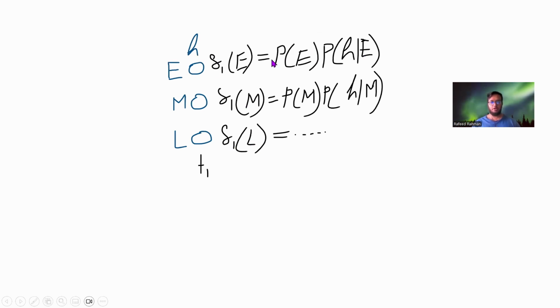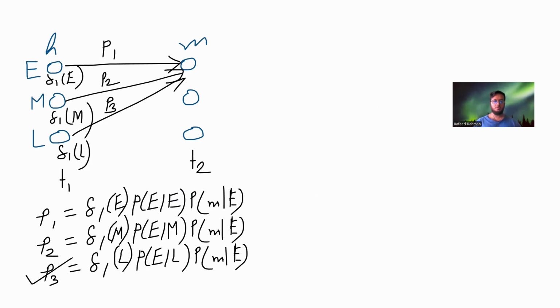So this is the power probability, P(E), and then the probability of H given E, the observation probability. And we can do the same thing for the other ones as well. So this is the base case basically. This is the base case for time step 1. So time step 1 is very easy. But what about the other time steps?